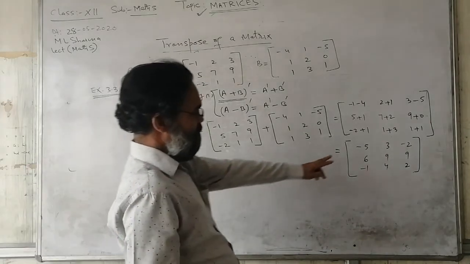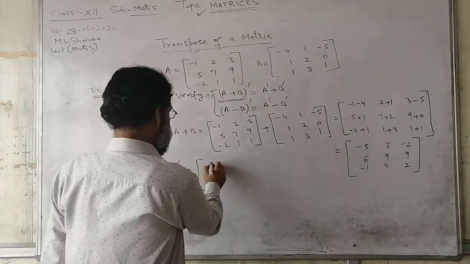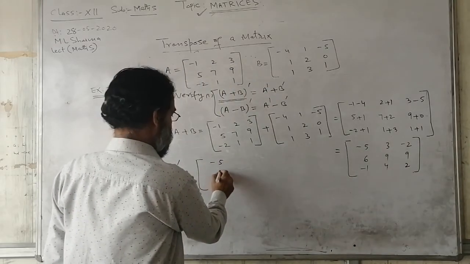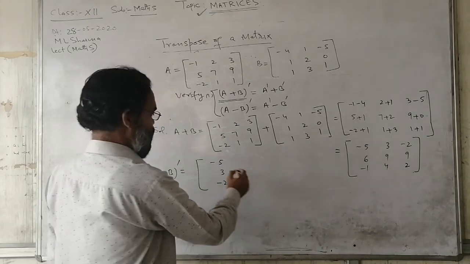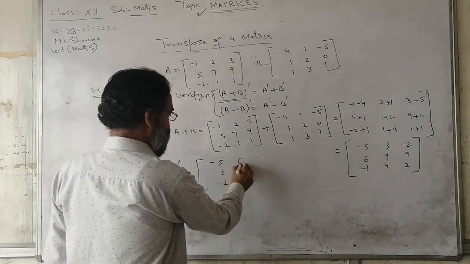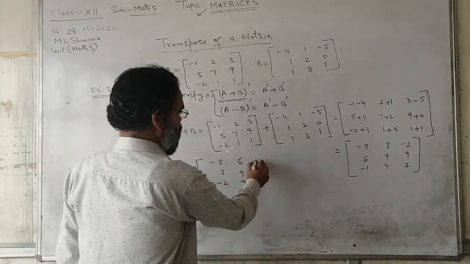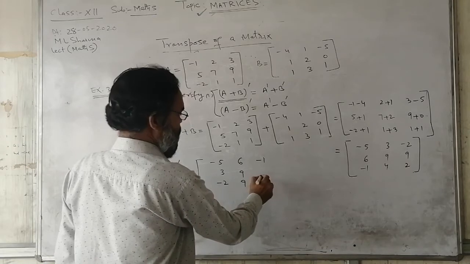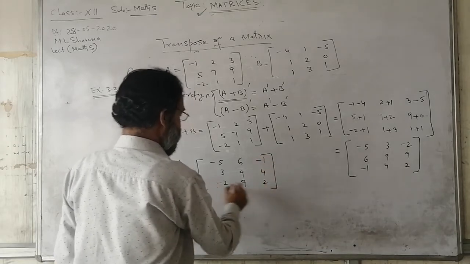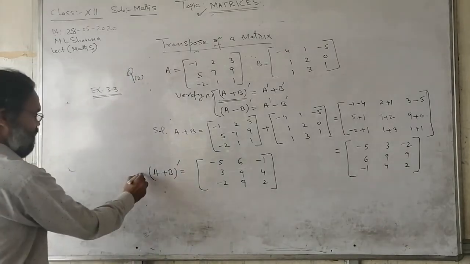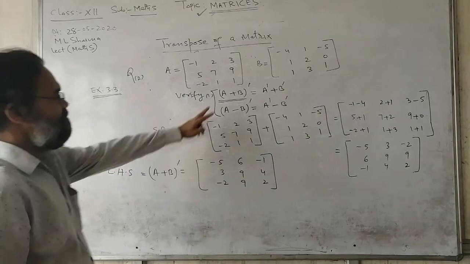So if I have to change the first row into first column, this will be 5, 3, minus 2. Then second row into second column, 6, 9, 9. Then third, minus 1, 4, 2. So this is the value of (A plus B) transpose. It is the left hand side.